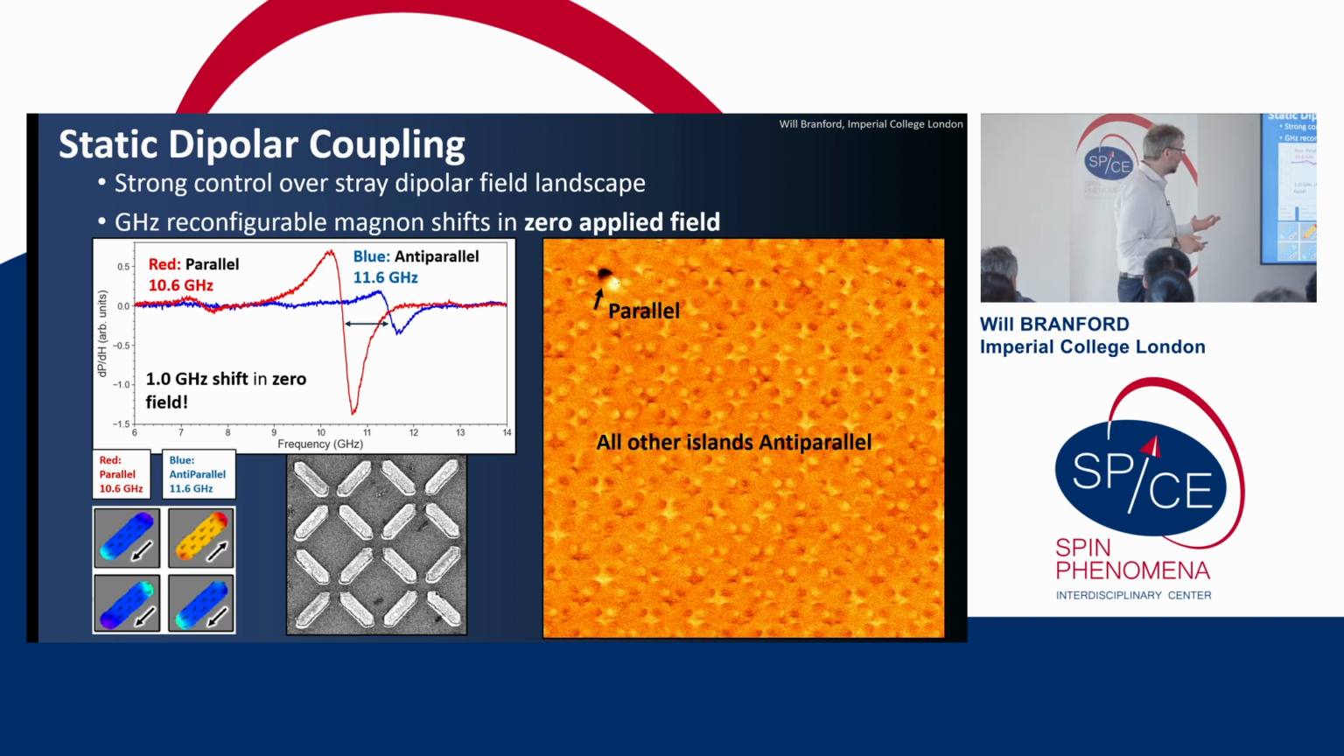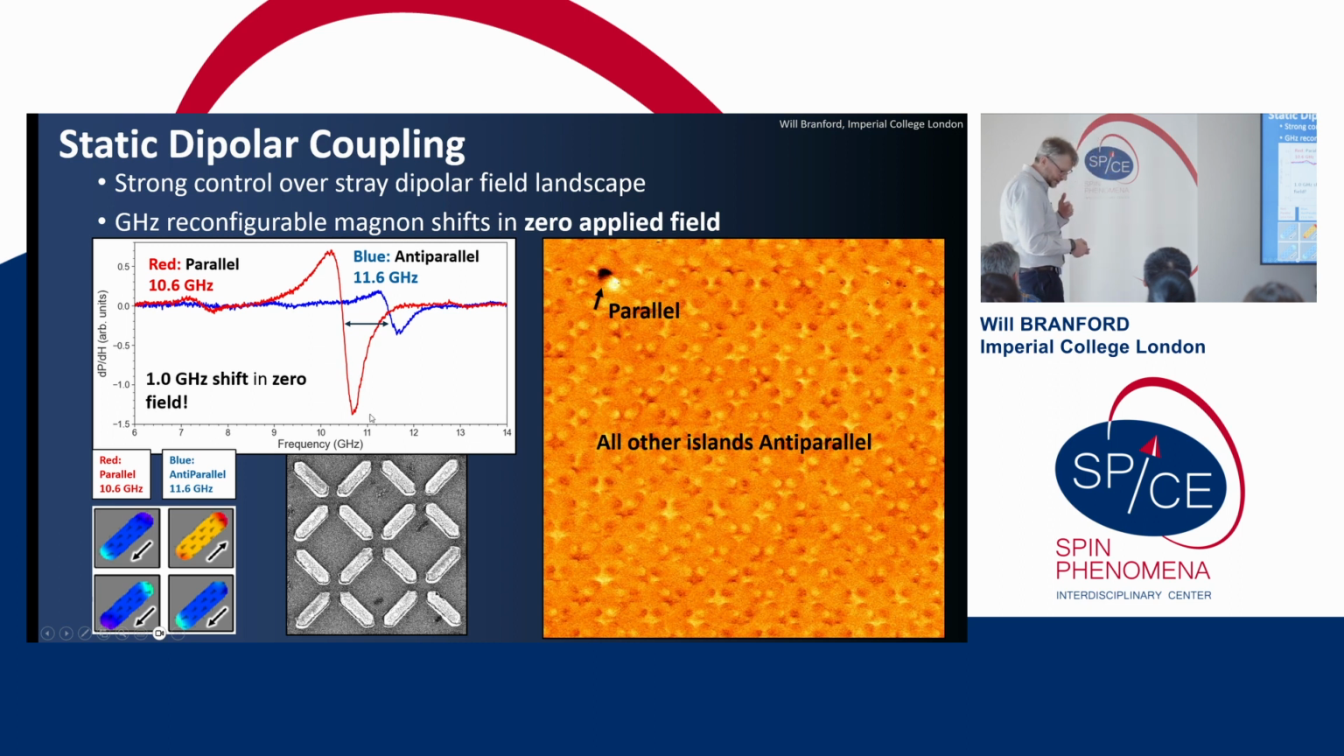Okay, so firstly, can we make a kind of standard magnonic crystal? And so just to look at some states and how we can move the modes around. If we make it so all the islands are parallel with each other, then the red curve here shows the FMR spectrum. And so you can see we've got one very dominant mode, which is at about 10.6 gigahertz.